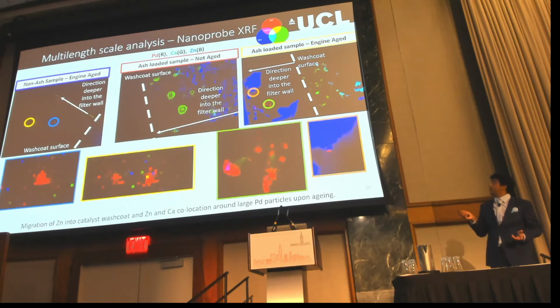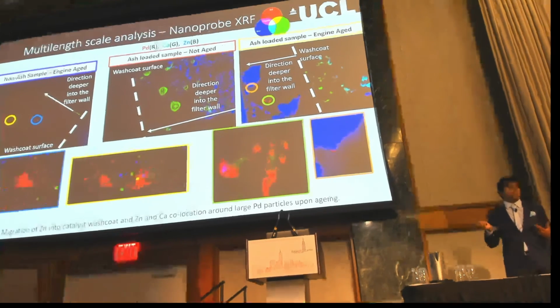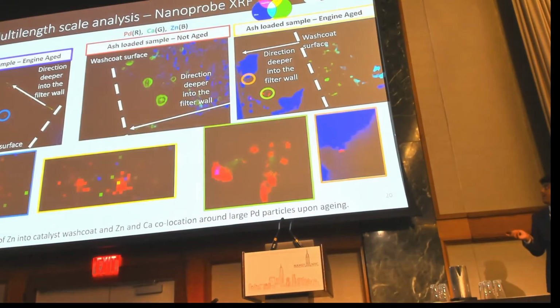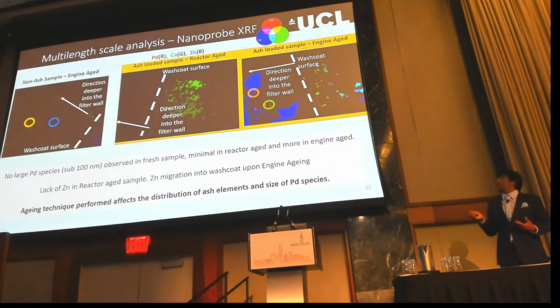When we zoom in onto these regions within high palladium, you see evidence of zinc and calcium signals co-located around these palladium particles. So we see these large palladium particles, evidence of the components from the ash actually being around the system here. So now this is the XRM-CT which I showed you from engine aging.